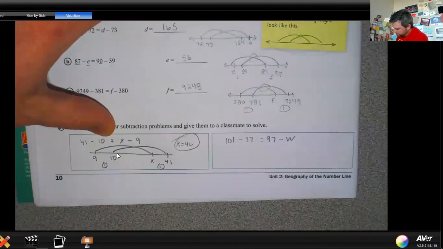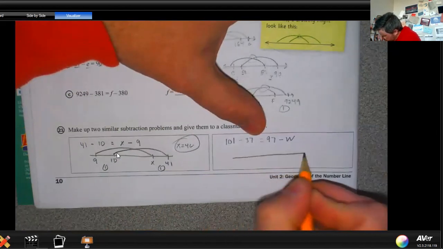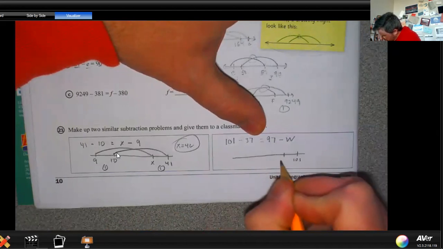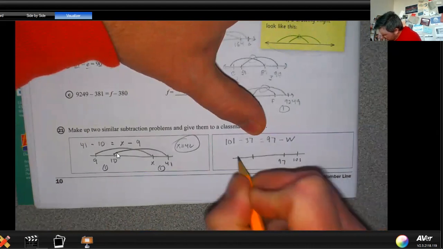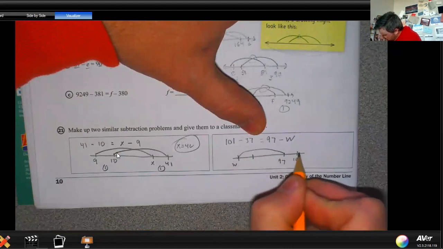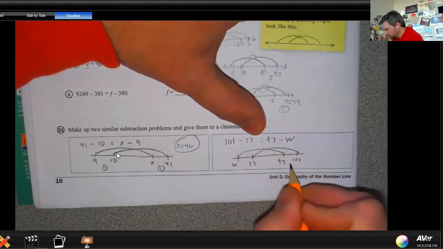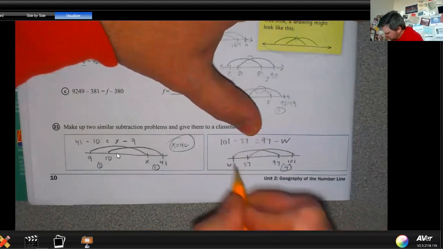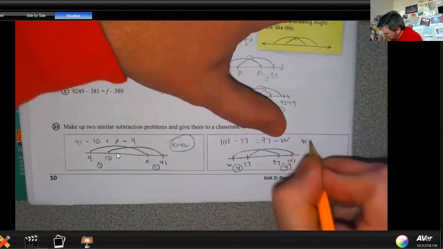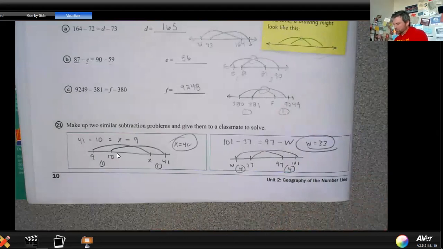Here we've got 101 is my highest, 97, and then you got 2 lines over here. So 97 is going with this one, which is W. 101 is going with this one, which is 37. So here again we have a difference of 4. So here we'd also have a difference of 4. So W would be 33. So there's some additional problems there.